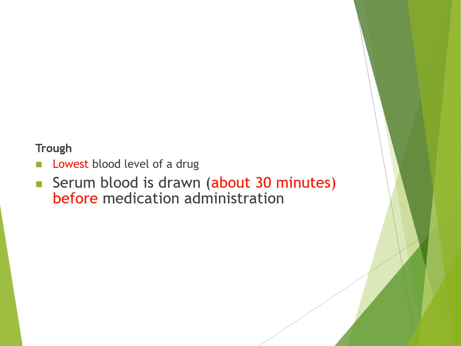Again, the trough is the lowest blood level of a drug. Serum blood is drawn about 30 minutes before the next dose is going to be given, before a medication administration. Always remember the trough. So if you have that medication scheduled for 1400, you're going to be getting that trough at 1330.